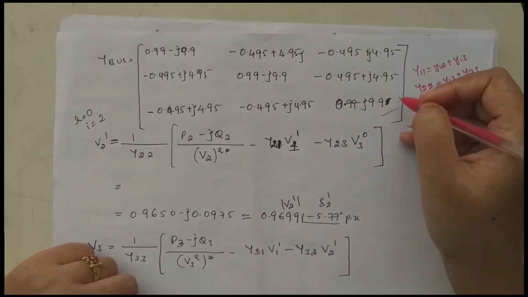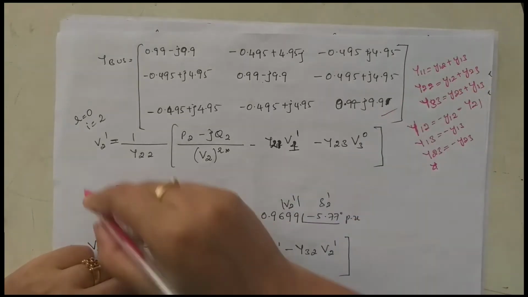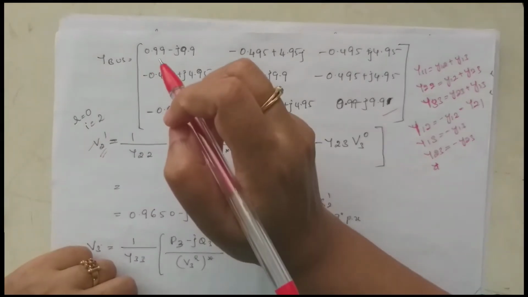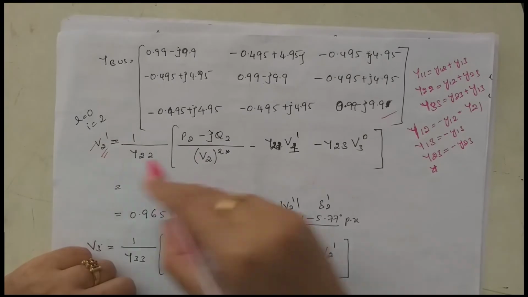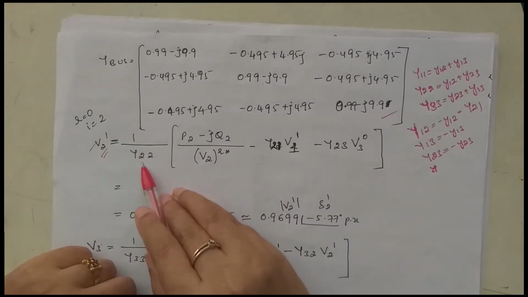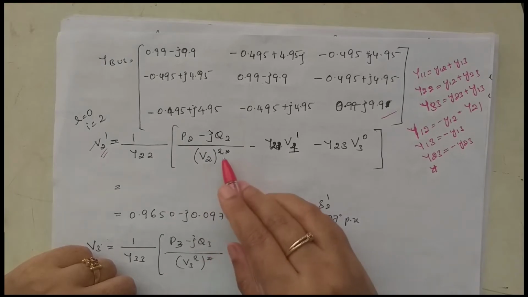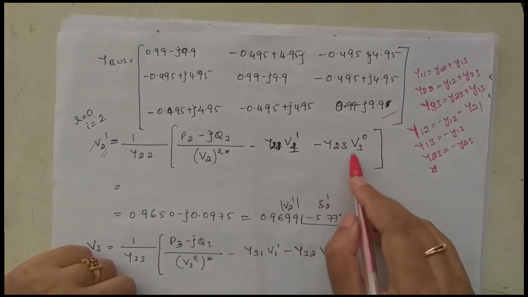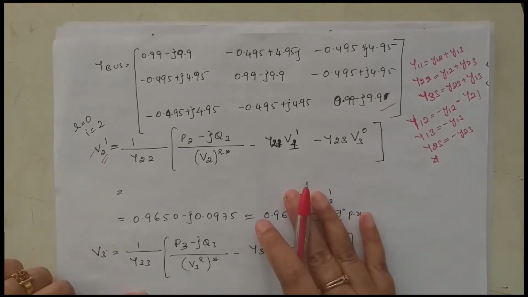After getting this matrix, the second and third buses are PQ buses. We need to find out the value of V2 magnitude, as well as delta. The formula is: V2 equals 1 divided by Y22 into, P2 minus jQ2 divided by V2(0) conjugate, minus Y21 V1, minus Y23 V3(0). So just substitute the values we have here.